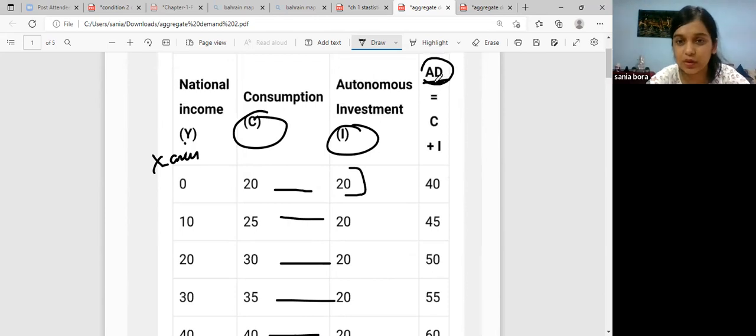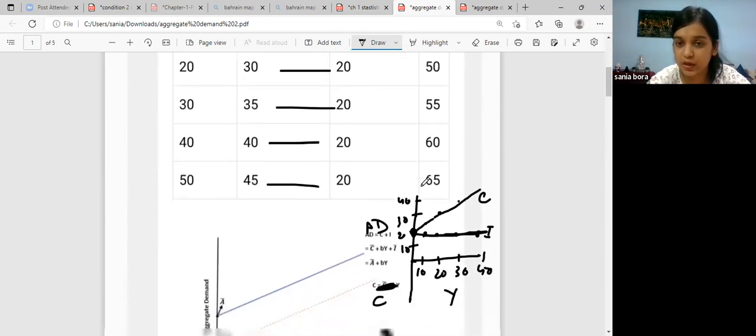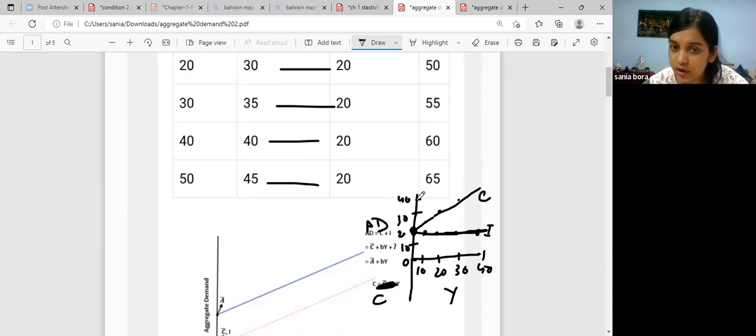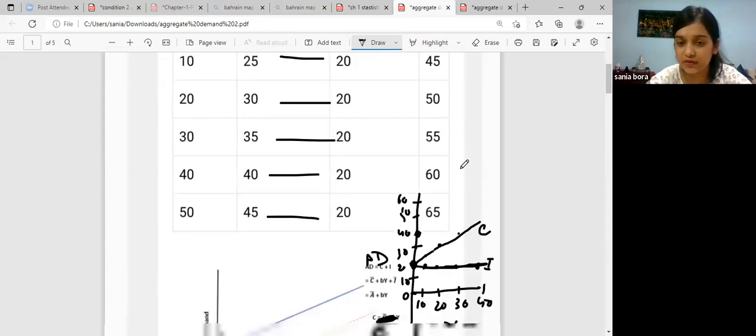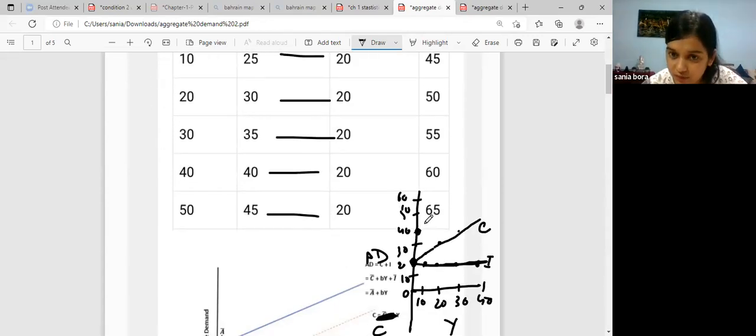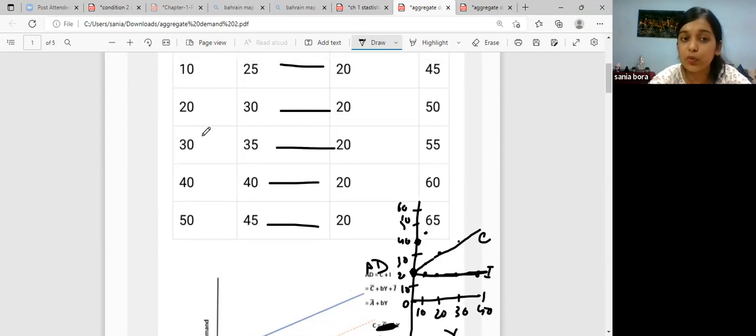Now your AD. For 0 it was 40. Here is your 0, it was 40. I just excluded 50, 60 like this. For 10, it is 45. Then for 20, it is 50. For 30, it is 55 here. So you can see it is also rising. And this is your AD. Yes or no? Nahida, Muhammad Ayan, Adab, Mariam.